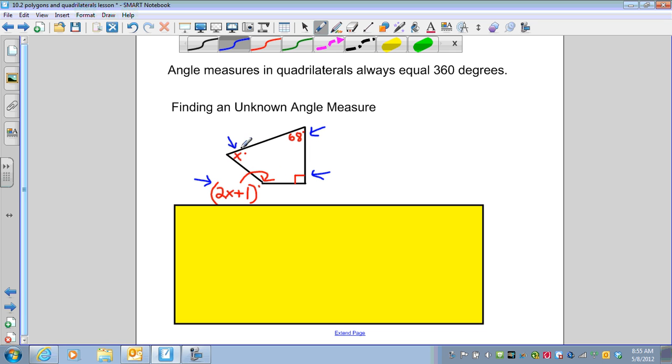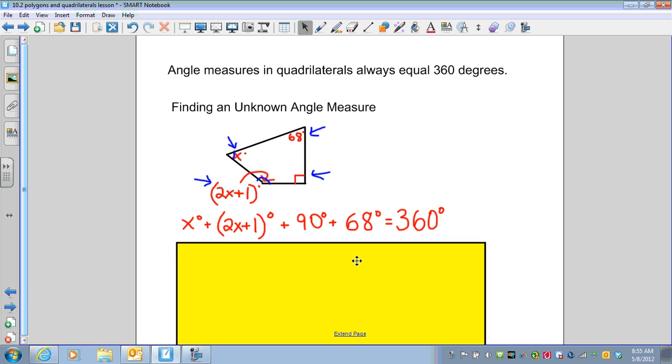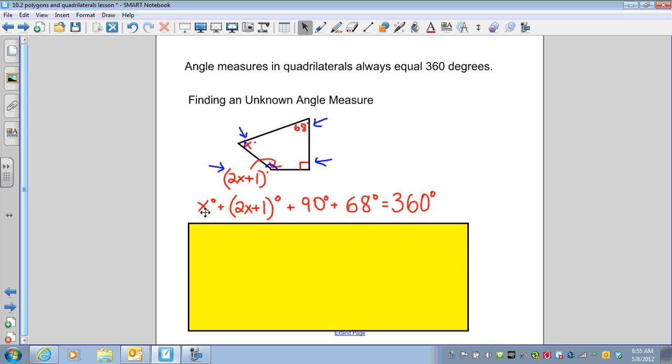We don't know the number for 2 of them, but we know something about it, and we know what they're going to add up to equal. So we want to set up our equation initially to be adding up all these angles and setting it equal to 360 degrees, because we know that every quadrilateral is going to have 360 degrees in it. So go ahead and press pause now and try this on your own to see if you can solve for x, and then in turn tell me what the angles of the 2 unknowns are.